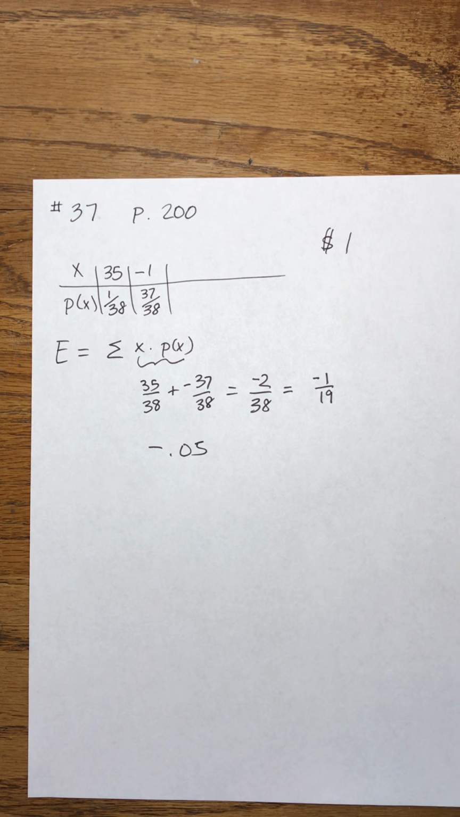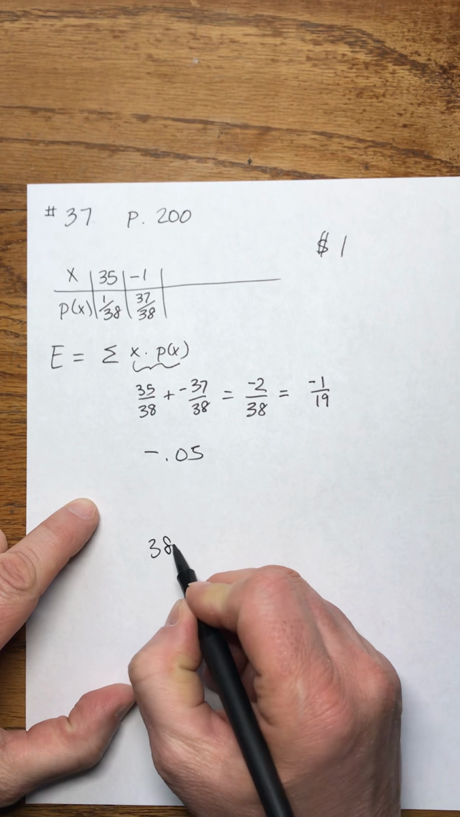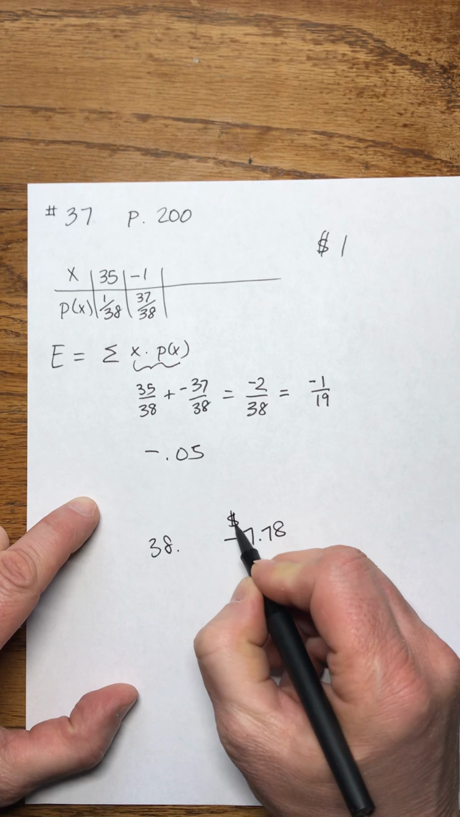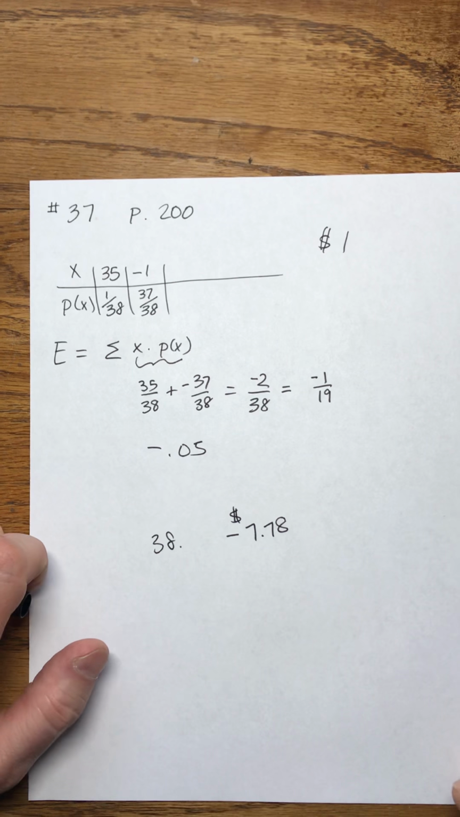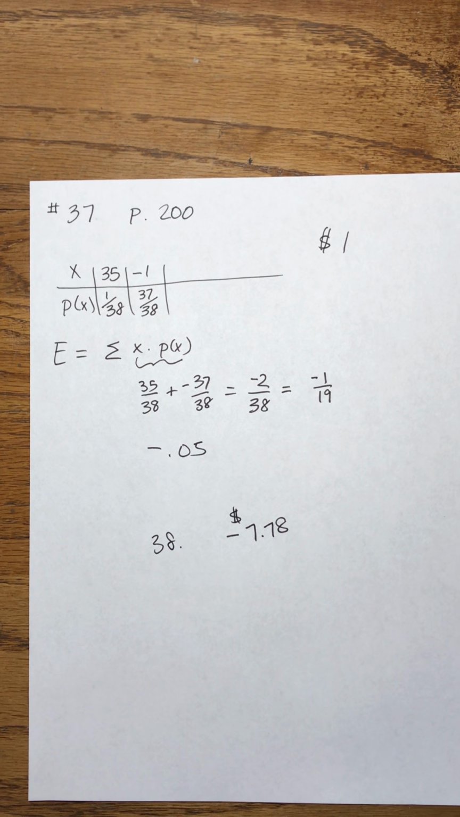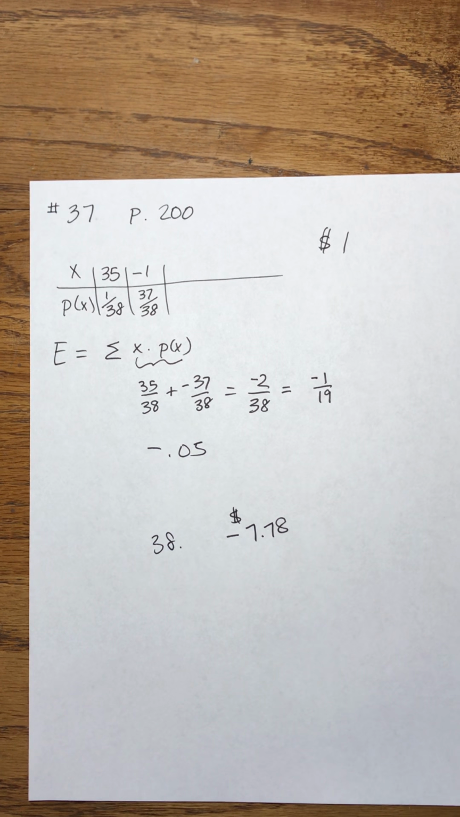What I want you to do is try number 38. Try 37 over again, which is expected value. And the answer to number 38 comes out to negative 778. Try this one, try the examples in the book, and then we'll come back tomorrow and I'll answer some questions, and our next lesson will be on binomial distributions. Good luck.